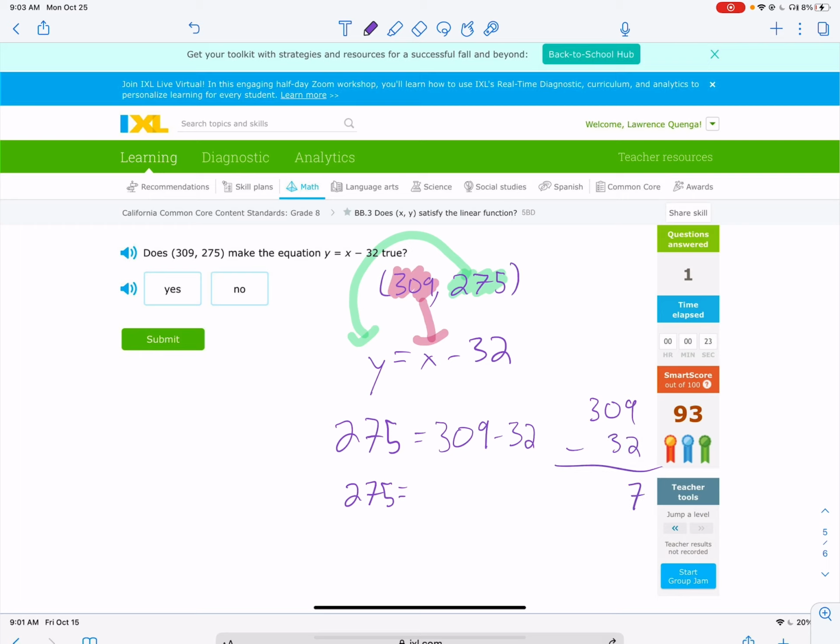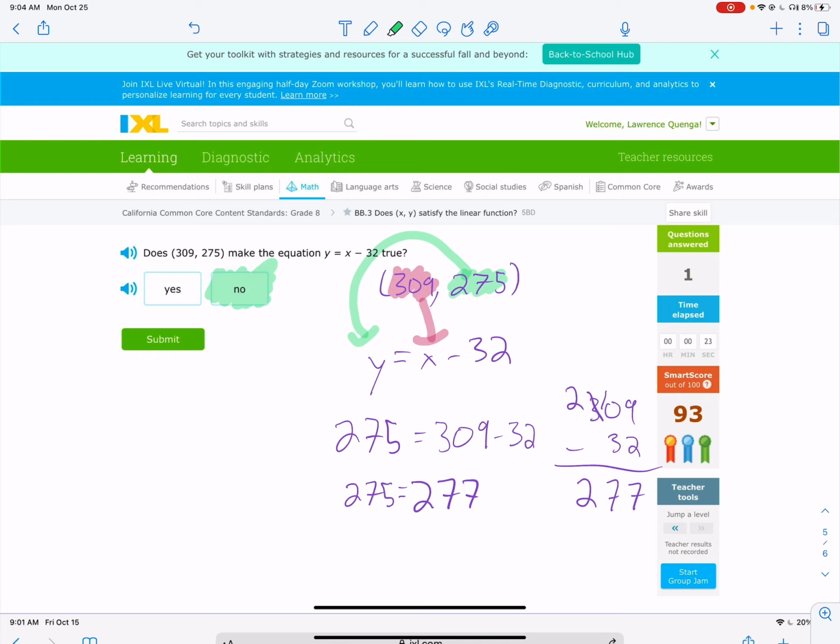9 minus 2 is 7. I'm going to borrow here. 10 minus 3 is 7, and I'll bring my 2 down, so 277. Is 275 equal to 277? Obviously not.